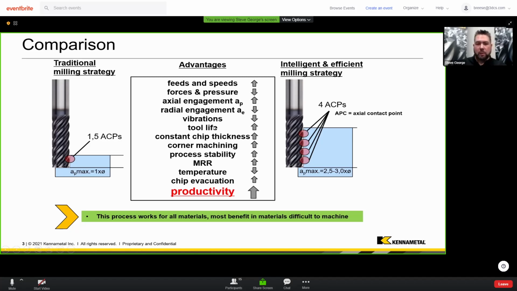Before we hit into the bullets here, just what is ACPs? Probably some of you are asking that question. So that's going to be axial contact points. What in the world is that? Okay.